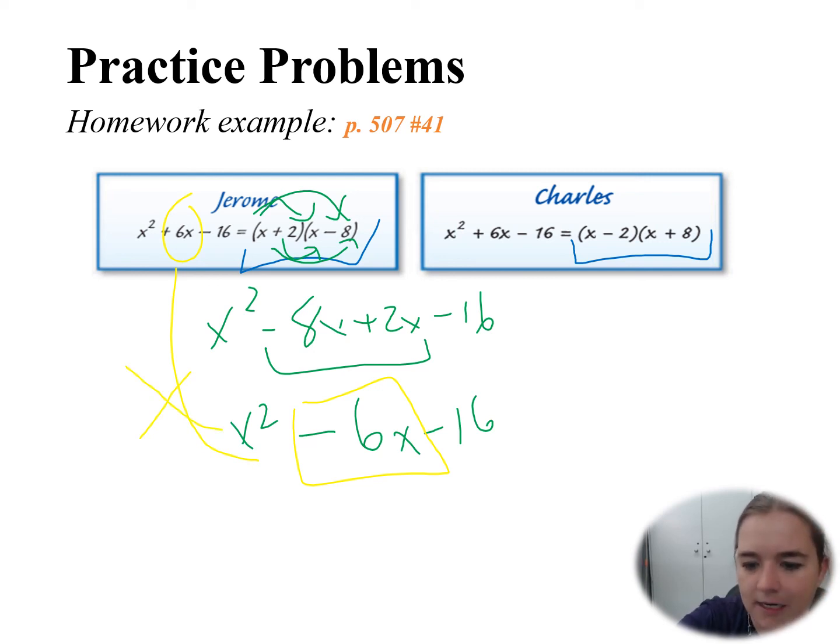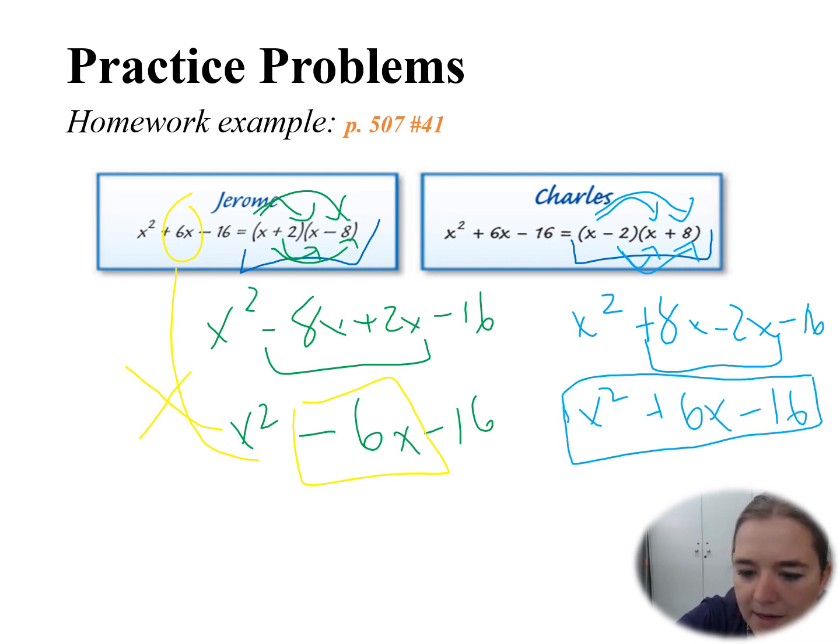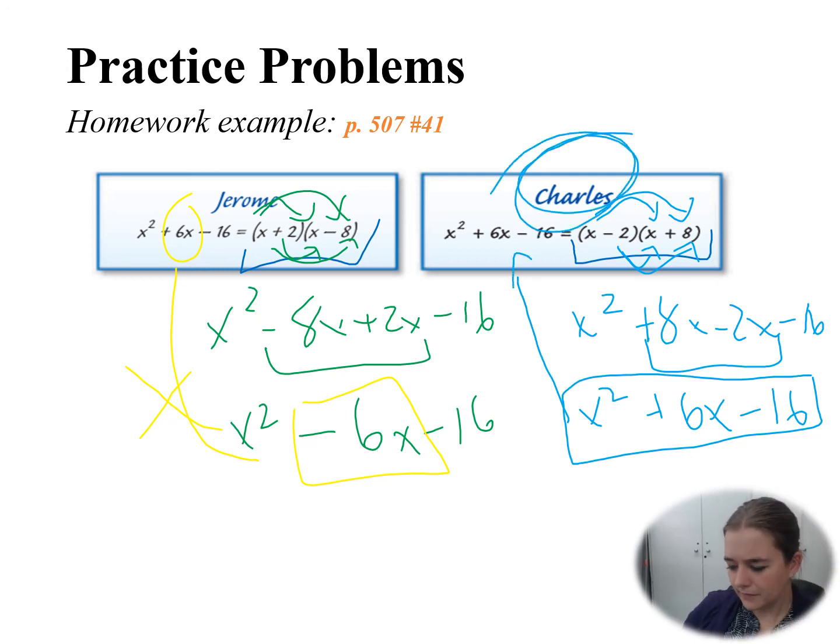Let's try Charles now. If I FOIL out Charles's work, I get x squared plus 8x minus 2x minus 16. When I combine those like terms, I get x squared plus 6x minus 16. That matches the original equation, so Charles is correct. Those middle terms there are important. We need to think about our positives and negatives when we're combining our factors here.